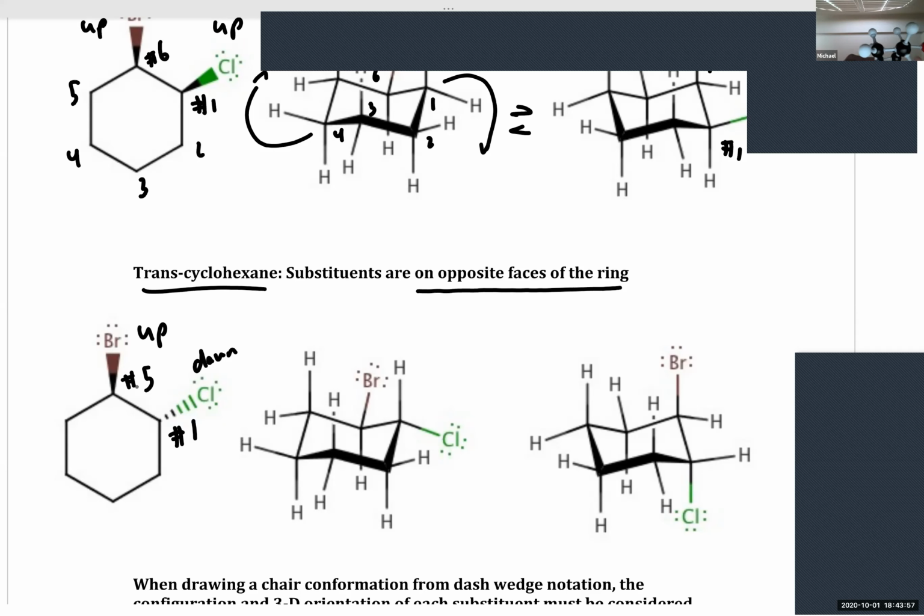And as we notice in this structure, if we pay attention to our chlorine, is our chlorine axial or equatorial? If it's pointing down, is it axial or equatorial? It's equatorial, yep. So this chlorine is equatorial, pointing down. Additionally, looking at our bromine atom, is our bromine axial or equatorial? It's also equatorial, but this bromine is equatorial, pointing up.